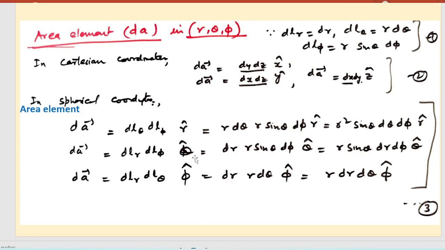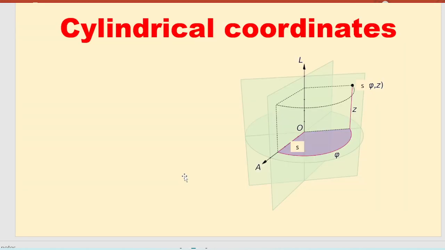Similarly, in theta cap direction it will be dl r dl phi, and in phi cap direction it will be dl r dl theta. So the area element will depend on which direction we want to take, or in which plane we are taking the area. So these are the line element, area element and volume element in spherical coordinate system.